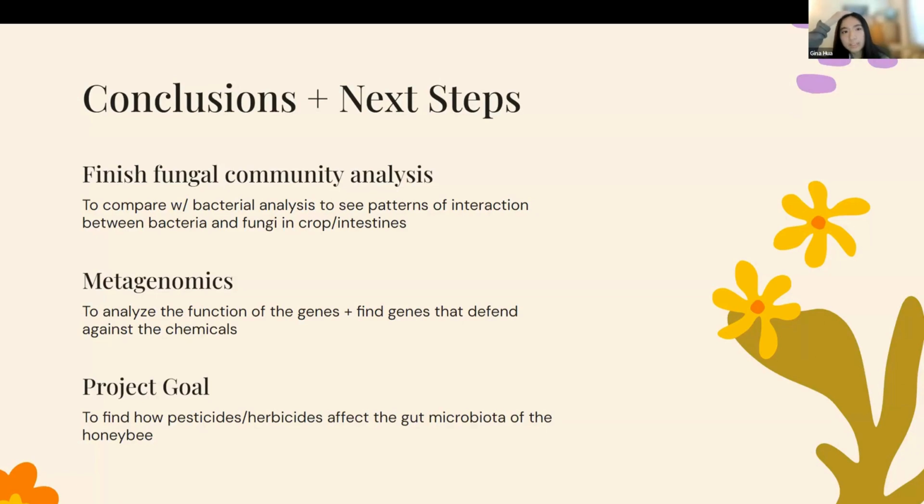So our next step would be to finish the fungal analysis. And once we have that done, we would compare that with the bacterial analysis, to see the patterns of interaction between bacteria and fungi in the honeybee guts. For example, an increase of one species of bacteria could correspond with a decrease in another species of fungi.